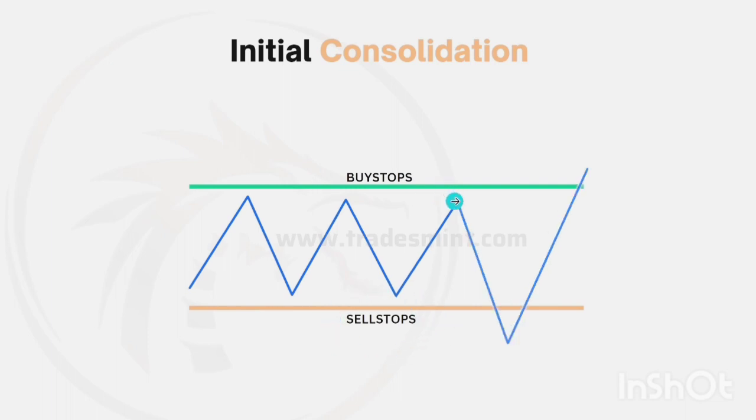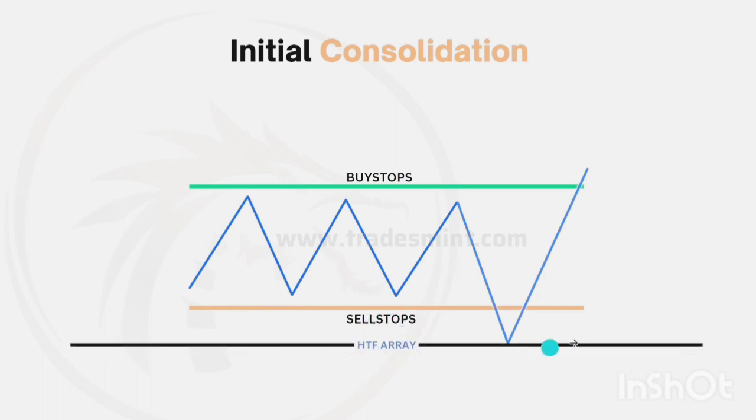Now, in some cases, we can have a drop lower beneath the initial consolidation low. And when we see a consolidation or equal lows that sits above a higher time frame array, this can be in the form of an order block, fair value gap, a mitigation block, a breaker. So any of the arrays that you can see in price, when we see liquidity or a consolidation above this level, this becomes a very high probability level.